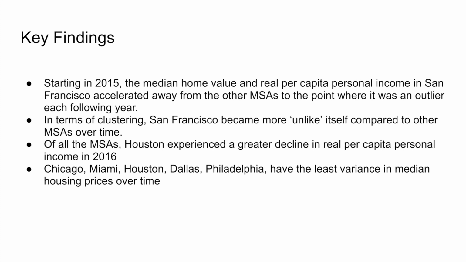We also noticed that Houston experienced a sharp decline in real per capita personal income in 2016 that the other cities did not, as well as the fact that in Chicago, Miami, Houston, Dallas, and Philadelphia, those MSAs had the least variance in their housing prices between the years 2010 to 2019.